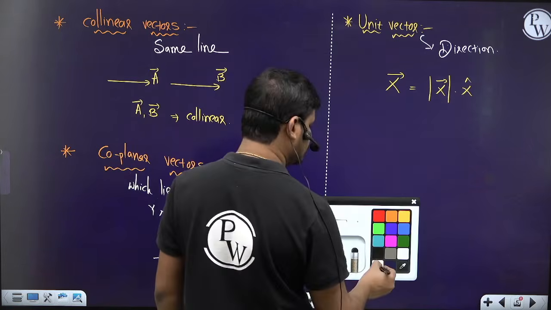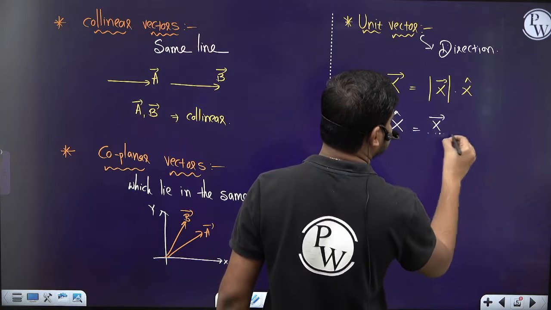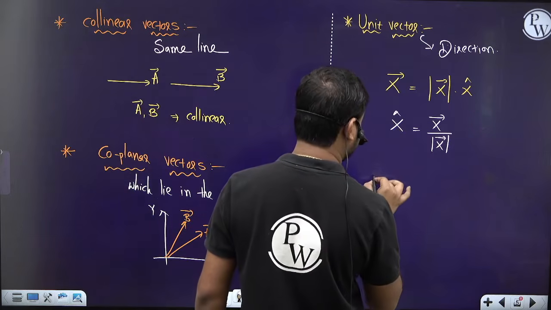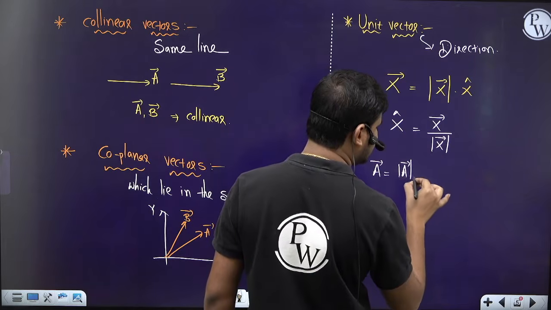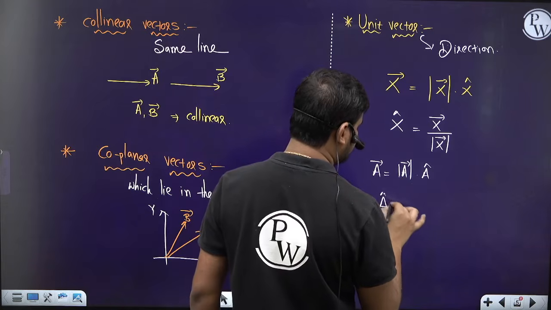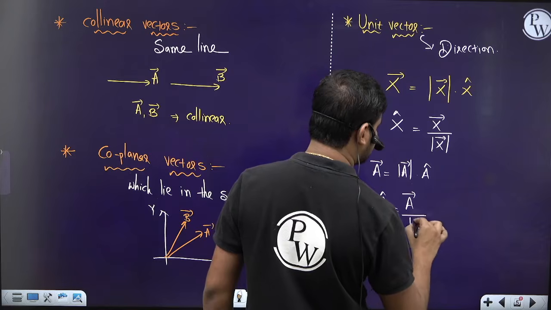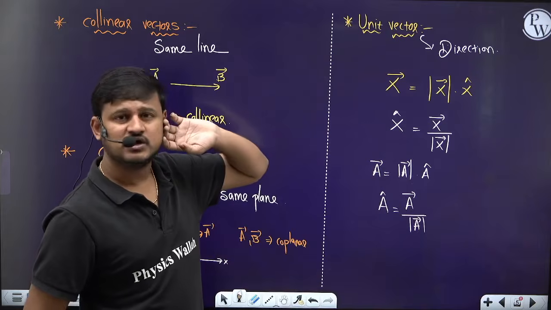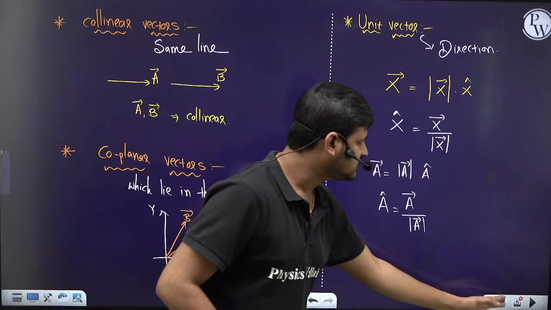So from here, what can you write as the formula for the unit vector? x cap is equal to vector x by the magnitude of x. Or let's suppose a is a vector. Then this vector can be written as the magnitude of vector a times the direction of vector a. So the unit vector of a is vector a by the magnitude of vector a. Clear? Understanding this part? So this is about the unit vector. Everyone clear with this?